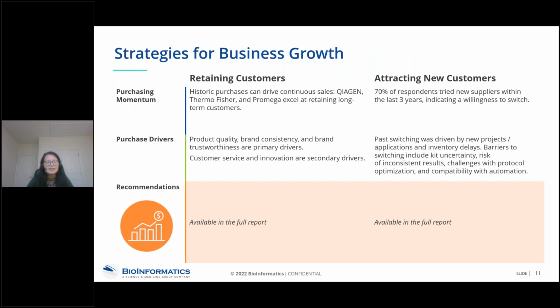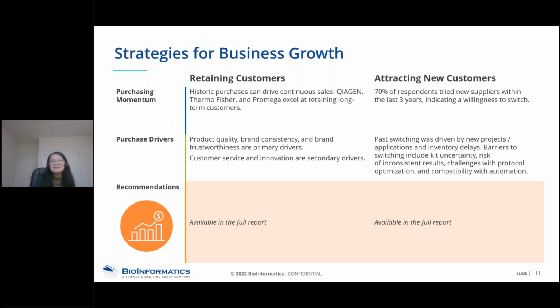So there are 2 themes that we looked into within the full report. First, the idea of how to retain your customers, how to promote loyalty, and also how to attract new customers and encourage switching to your brand. In terms of retaining customers, purchasing momentum is incredibly important. Historic purchases can drive continuous sales, whether they're built into current SOPs or just comfort of using a supplier again and again and having that consistency and reliability. So QIAGEN, Thermo Fisher, and Promega really stood out at excelling at retaining long-term customers.